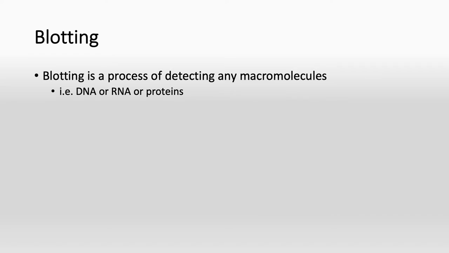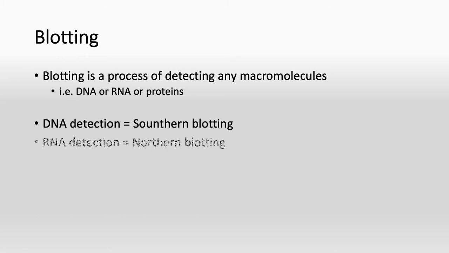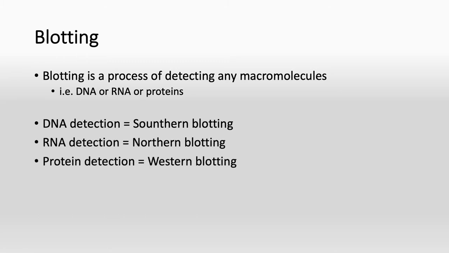If it is a process of detecting DNA, we call it southern blotting. And if it is a process of detecting RNA, we call it northern blotting. And if it is a process of detecting protein, then it was given the name of western blotting. The names are like the directions, north, south, west, but actually it has nothing to do with the directions.